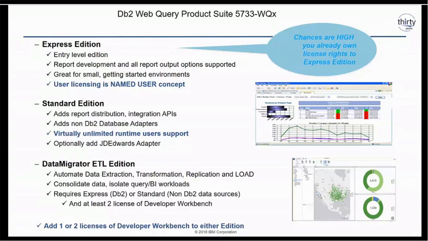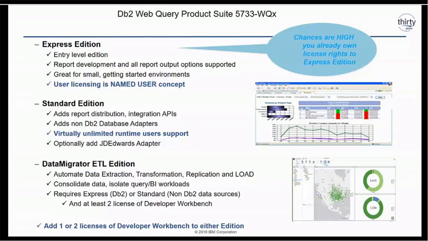Standard Edition is an upgrade from Express, adds additional report deployment and additional data sources, as well as a runtime user licensing scheme. So job scheduling functionality, run the reports in the background, push it out via distribution list or to a network drive. APIs that will allow you to embed reports into your own customized application. The ability to reach out to non-Db2 relational database sources like Oracle or Microsoft SQL Server and pull data from that into your reports.